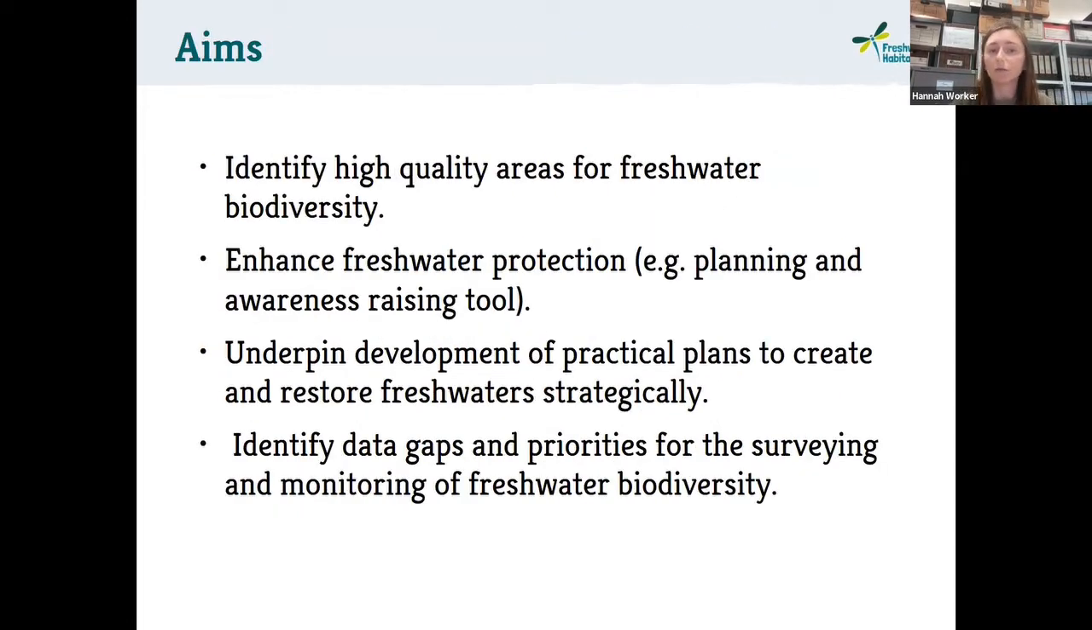So it has several broad aims. One, to identify where these biodiversity hotspots are, these important freshwater areas, to enhance their protection and freshwater protection in general, so using it as an awareness raising tool and feeding into planning. As I've said previously, underpinning the development of practical works to create and restore freshwater strategically, and also to identify gaps in the data and knowledge that we have, and use that to prioritise where we go next with surveying and monitoring.